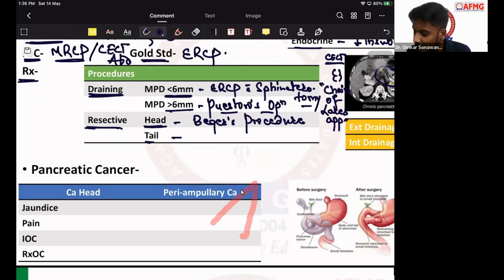Whereas if the tail is involved, definitely you can remove the tail of the pancreas easily, and that is what is called distal pancreatectomy. No issues with this, anybody?